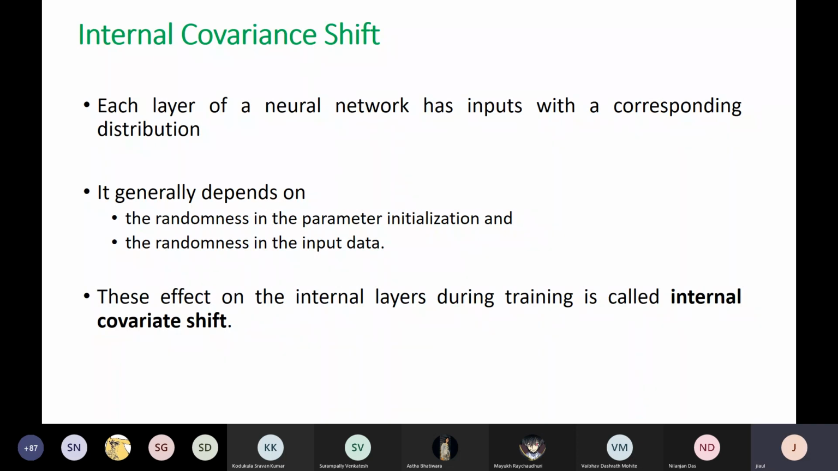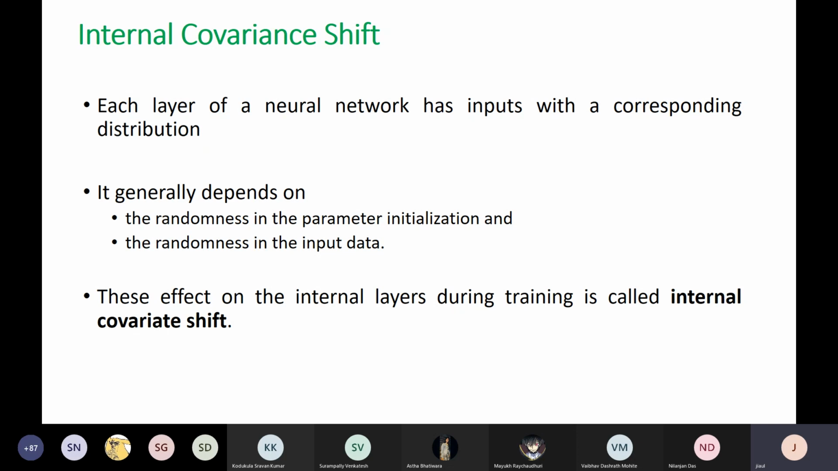Okay, so these two things can shift the distribution of the neuron values that you are getting in each layer. This effect on the internal layers during training, this kind of distributional effect that you are seeing, is called the internal covariance shift. That's the name they have termed it. So through this particular mechanism, batch normalization, we would like to address this internal covariance shift.